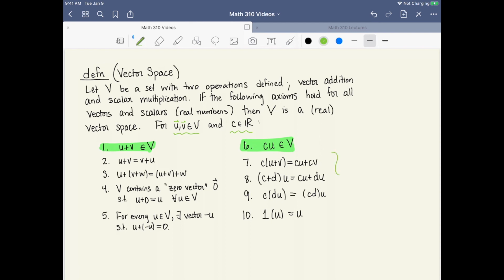There's another couple of rules dealing with scalar multiplication and how it distributes with respect to addition. And then the last rule is rule 10 here, and that tells us that if we take the real number 1 and we scalar multiply times a vector in our set V, we should get u back. In the context of vectors in Rn, these are quite familiar rules, but these are the defining properties of any vector space.